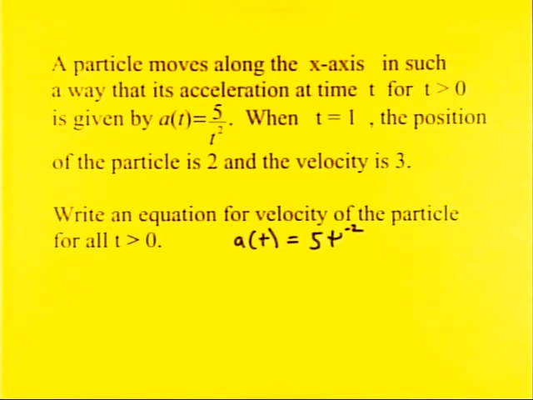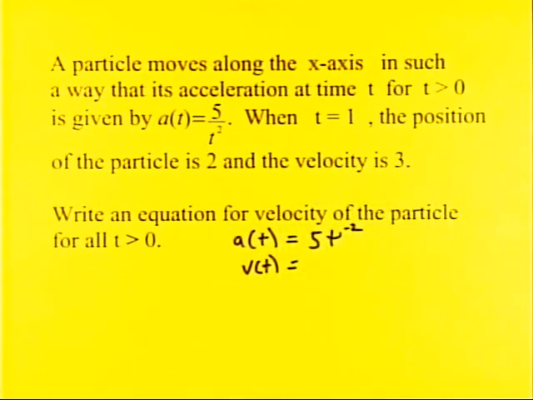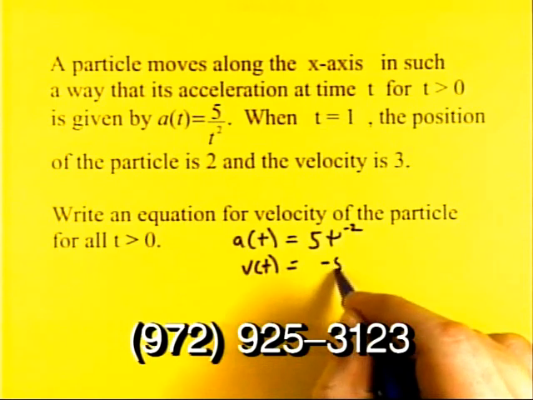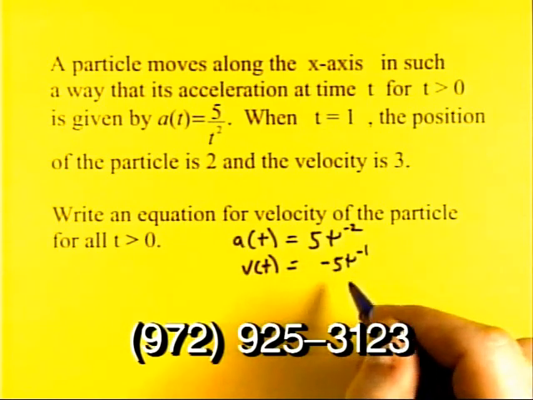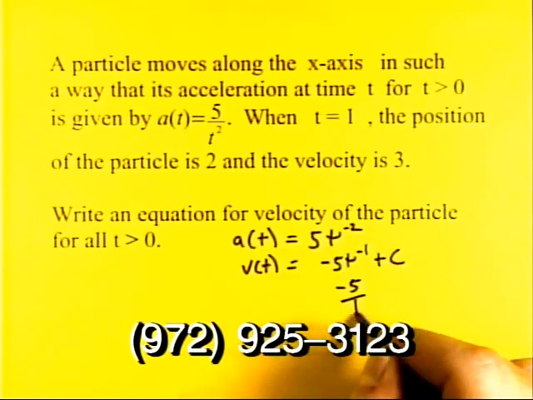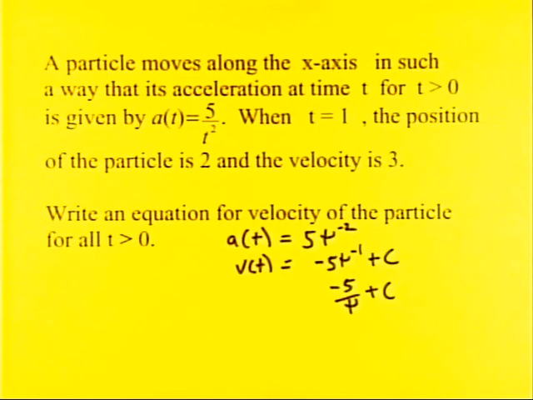since I want velocity, I would integrate a(t). Okay, and what do you get? Just a second, let me work it out. 5t to the negative 2, you bump it up, and you get 5t to the negative 1 over negative 1, which if you rewrite it would be negative 5 over t. And then don't forget the plus c. Plus c, of course.